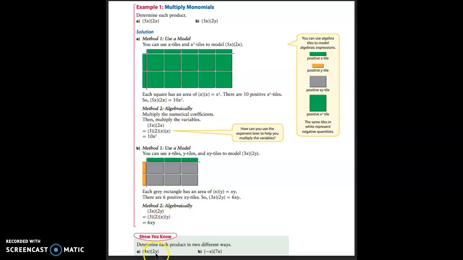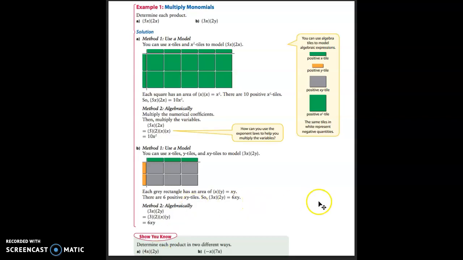So on the bottom, this is 4x and 2y. 4x multiply 2y. And I would like you to pause the video and try it out yourself by using these green tiles and orange tiles and gray tiles, and see if you can do it. So please pause the video and I will give you the answer.